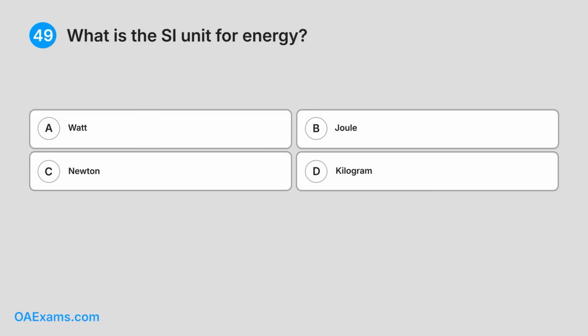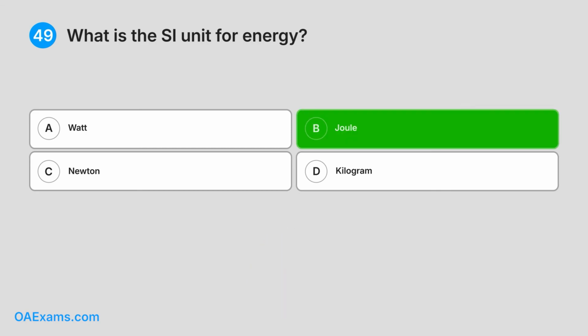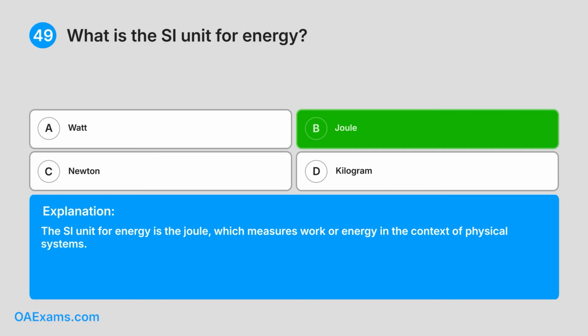49. What is the SI unit for energy? A. Watt. B. Joule. C. Newton. D. Kilogram. Do you know the answer? Correct answer: B. Joule. Explanation: The SI unit for energy is the joule, which measures work or energy in the context of physical systems.